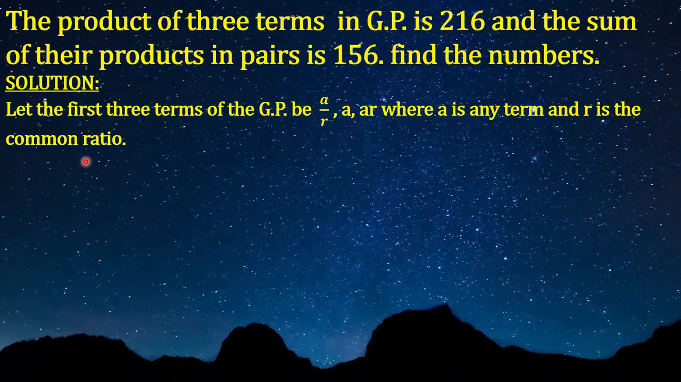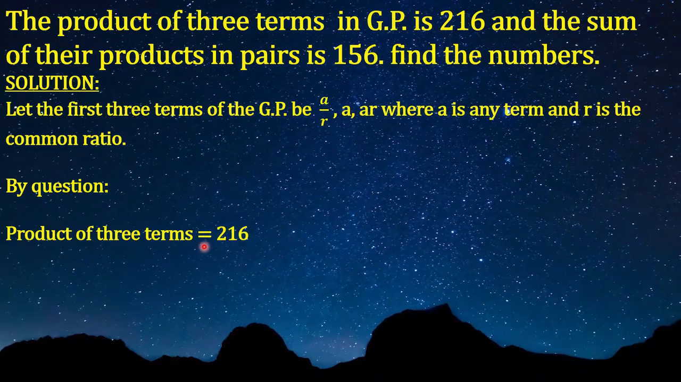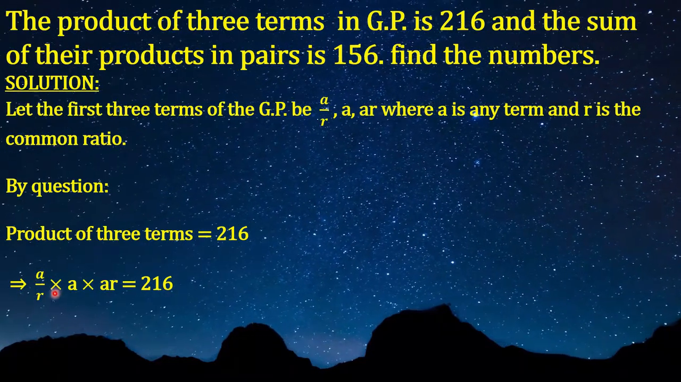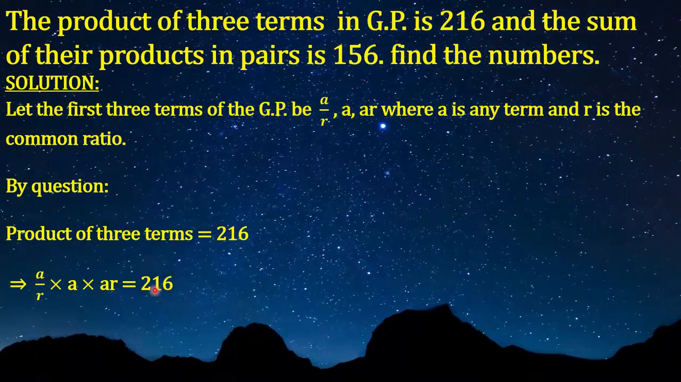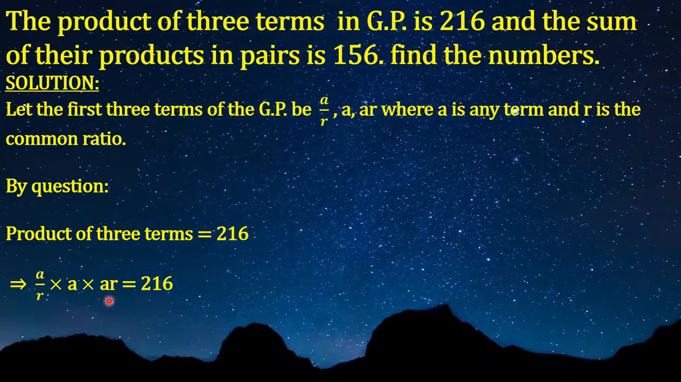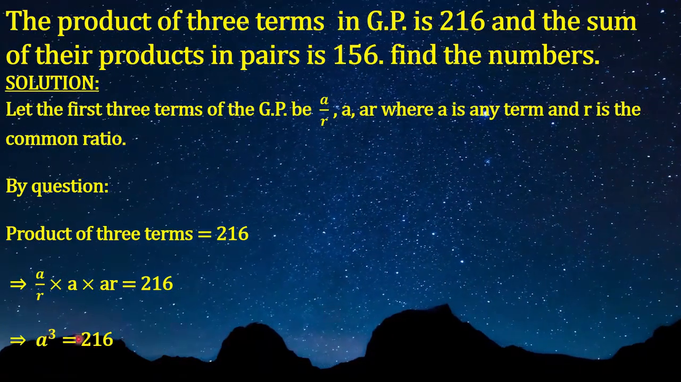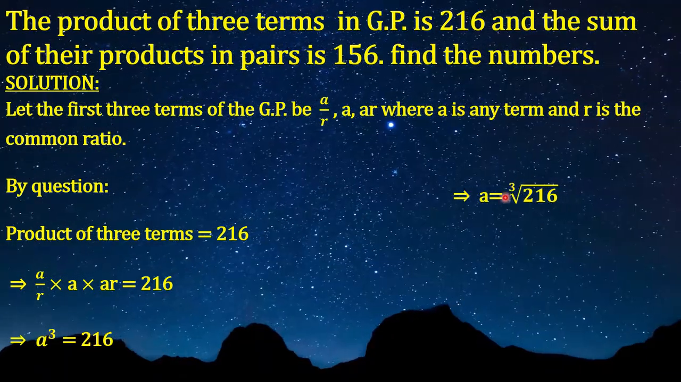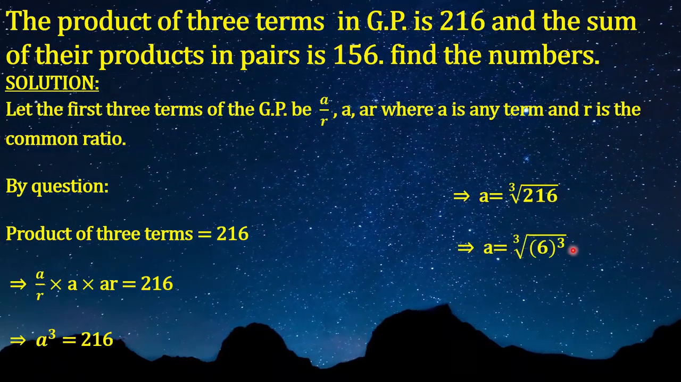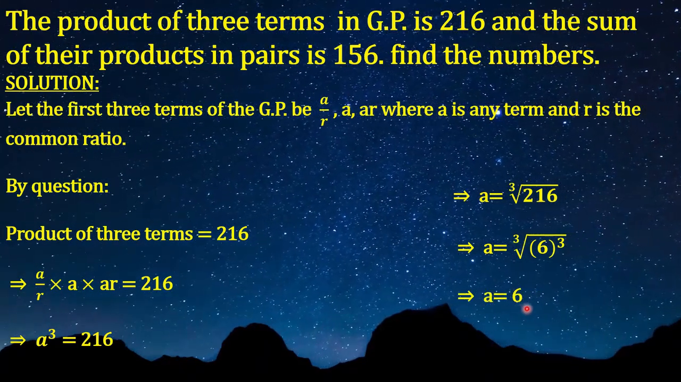common ratio. By question, product of three terms is 216. Three terms means these three terms. So, a/r into a into ar is equal to 216. This r can be cancelled to give a cube is equal to 216. This cube can be taken to the other side to make a cube root. And cube root of 216 means cube root of 6 cube. Cube and cube root cancel. So ultimately a is equal to 6.